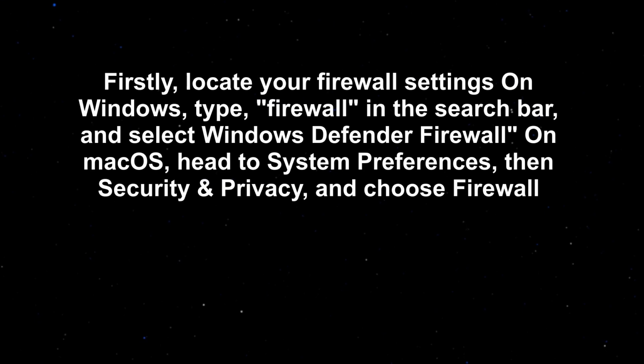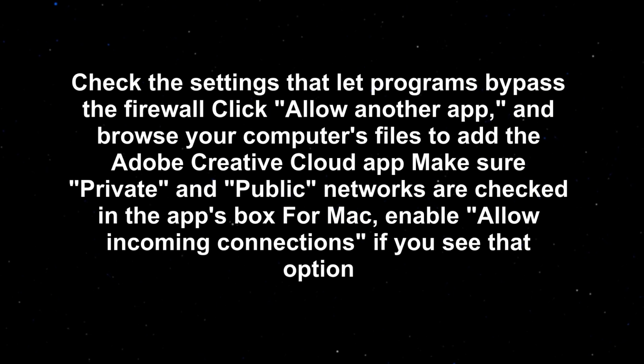Firstly, locate your firewall settings. On Windows, type Firewall in the search bar and select Windows Defender Firewall. On macOS, head to System Preferences, then Security and Privacy, and choose Firewall. Check the settings that let programs bypass the firewall. Click Allow Another App, and browse your computer's files to add the Adobe Creative Cloud app. Make sure private and public networks are checked in the apps box for Mac. Enable Allow Incoming Connections if you see that option.